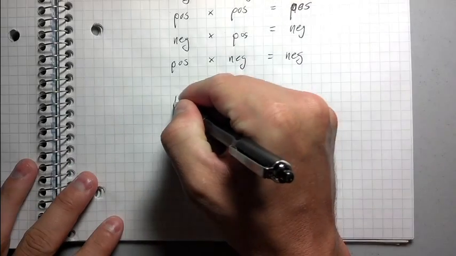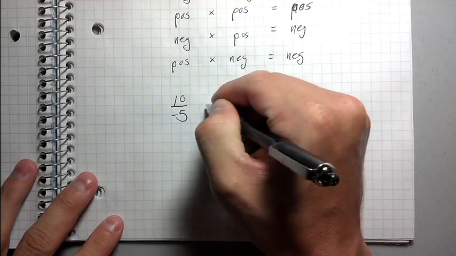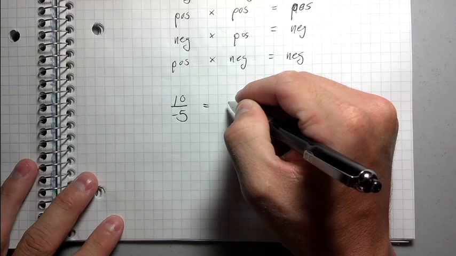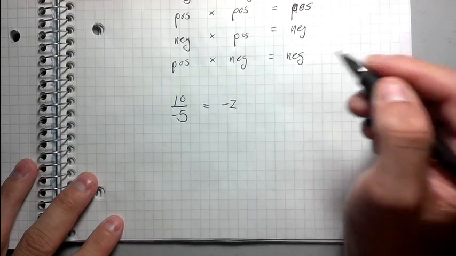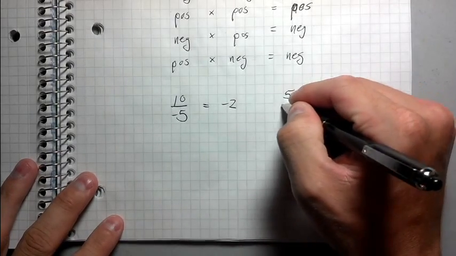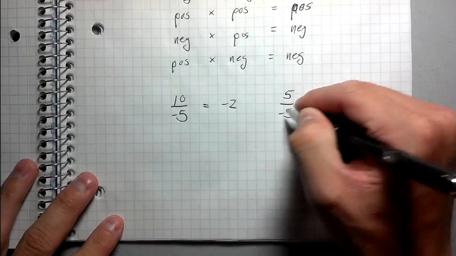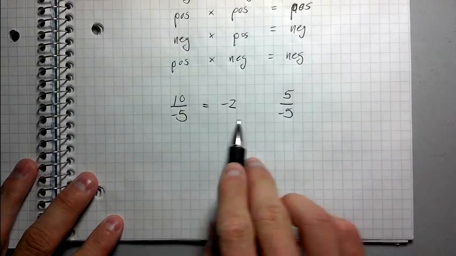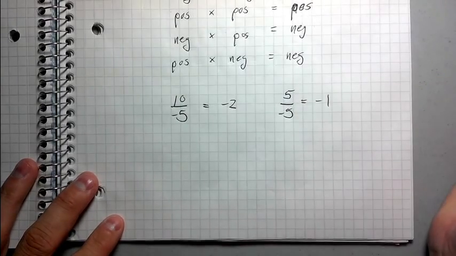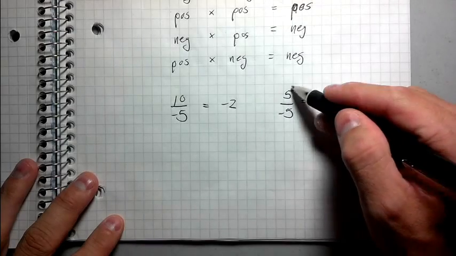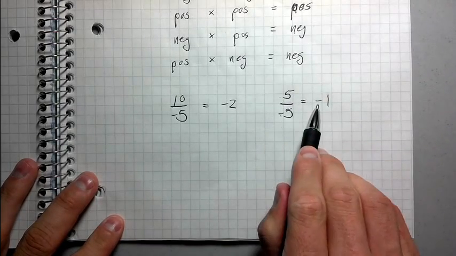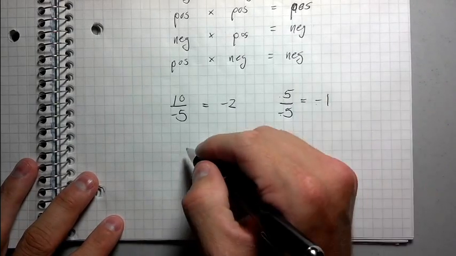If I took positive 10 divided by negative 5, that's going to be what? Negative 2. How about a positive 5 divided by negative 5? Well, isn't it the same exact situation, except now it's negative 1, right? Because anything over itself is 1, and the negative and the positive make this a negative. Does that make sense?